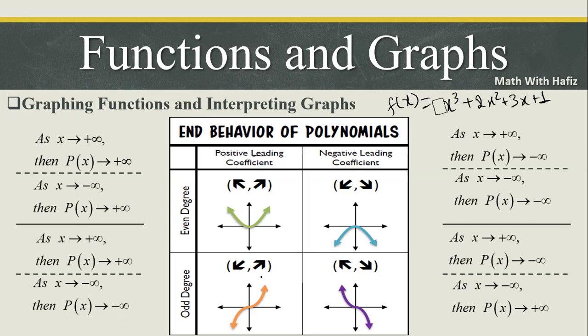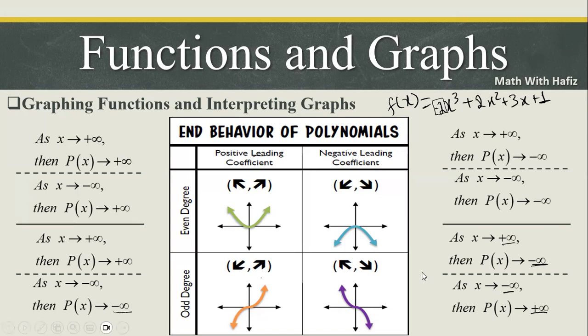The right side will be going in the upward direction, meaning it is going to positive infinity, and the left side will go to negative infinity, meaning the left side goes downward. And if the coefficient is negative, let's say it was negative 2 here, then this will be the case. The right side will go downward, towards negative infinity, and when x is approaching negative infinity, the left side will go towards positive infinity.